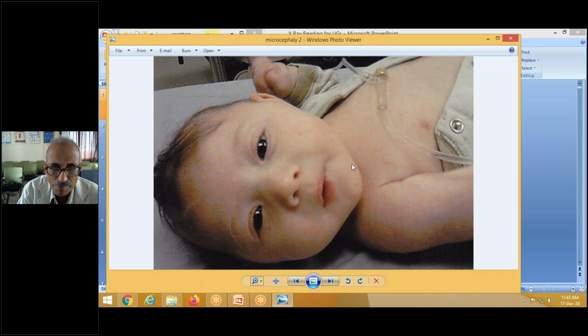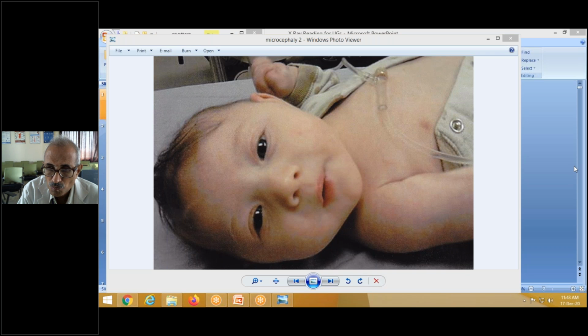Can you see anything abnormal in the baby's head? Hello? Sir, wide intercanthal distance. Wide intercanthal distance. So what do you call it actually? Is there a name for it?